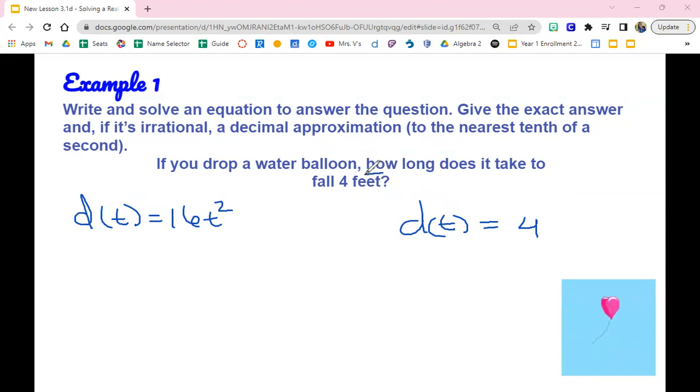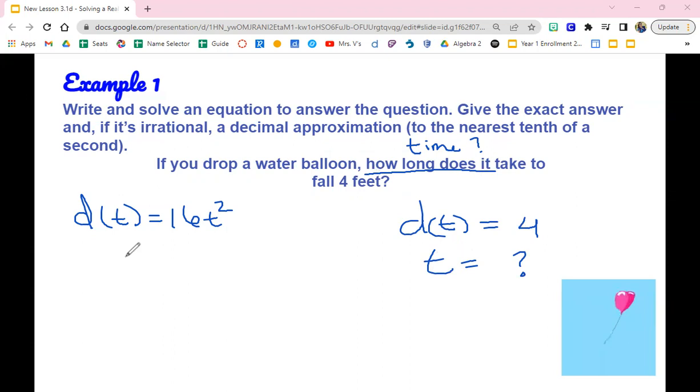How long does it take? So what does it represent? How long does it take? Time. We need to find what time it takes to travel from 4 feet all the way to the ground. So we have t. We're going to go ahead and write a question mark. What is the time that we need to find?